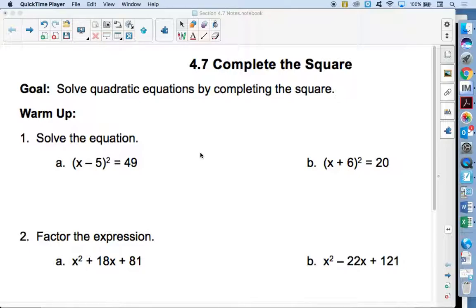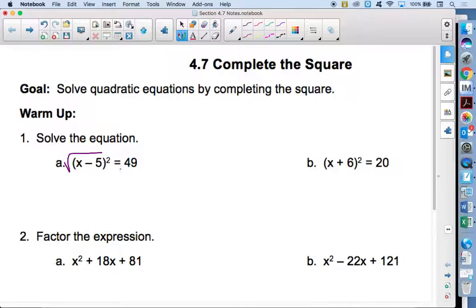So how do you solve the first problem when you have something squared? So we have x minus 5 quantity squared equals 49. How do we solve that? Take the square root of both sides. Right, take the square root of both sides.